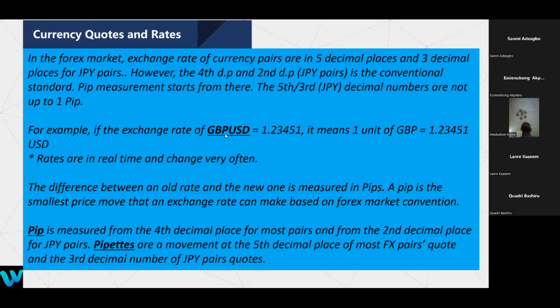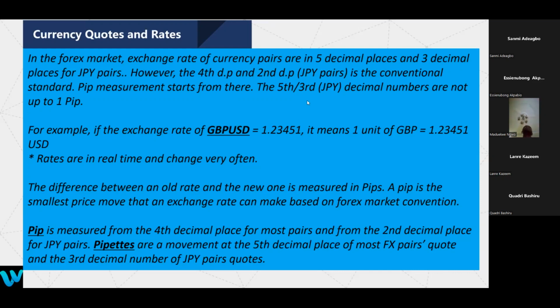Now, if the exchange rate of GBP US dollar is equal to 1.23451, what that means is that 1 unit of GBP is equal to $1.23451. That is called the exchange rate, or the rate, or quote. This together is called the quote, while this one is the exchange rate. And that is what you are trading. You are trading these numbers.